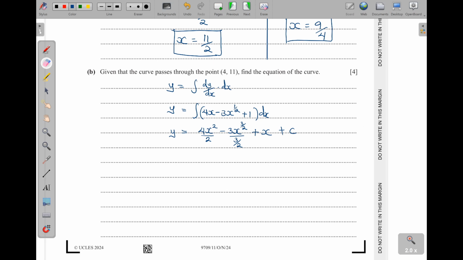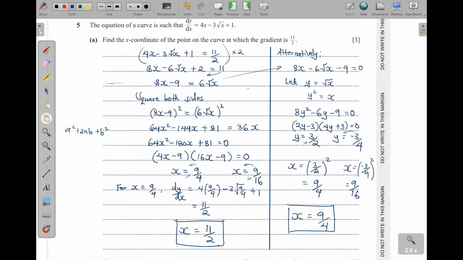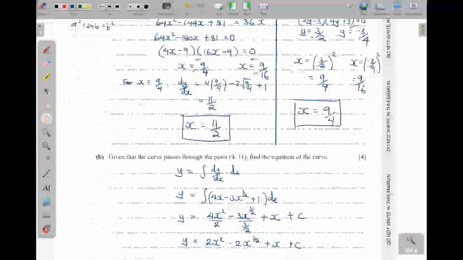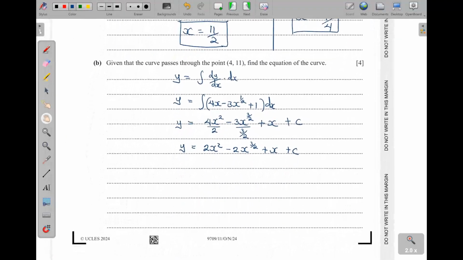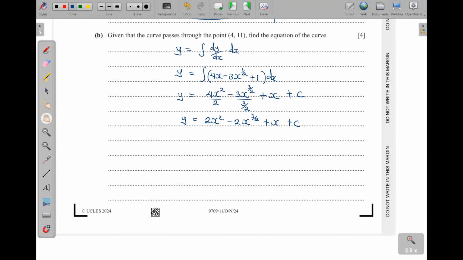Now, we can simplify this and we say y is going to be equal to 2x squared, then minus, this is 1.5. 1.5 goes into 3 2 times. So that is 2x power 3 over 2, then plus x plus c. Now, to get the value of c, we are supposed to use a coordinate through which the curve passes. It is given as 4, 11.